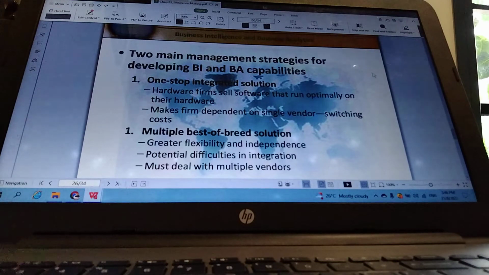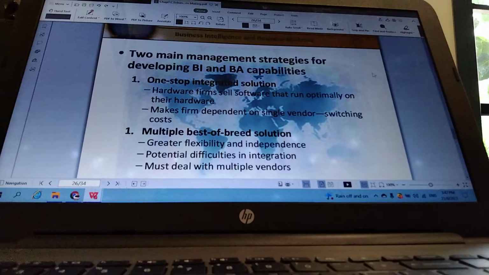As a one-stop integrated solution, meaning as one point, one location where they can look for a solution, instead of asking or calling many different parties or referring to many different resources in order to make the decision. But definitely it comes with cost.